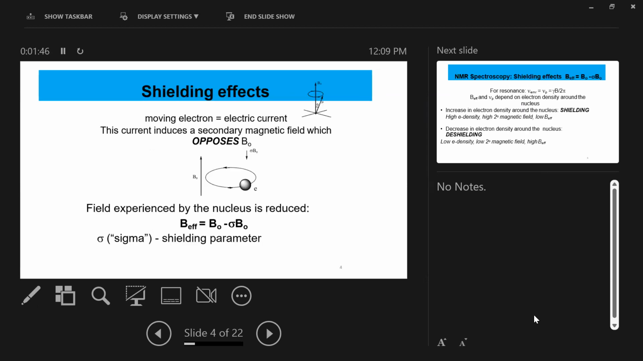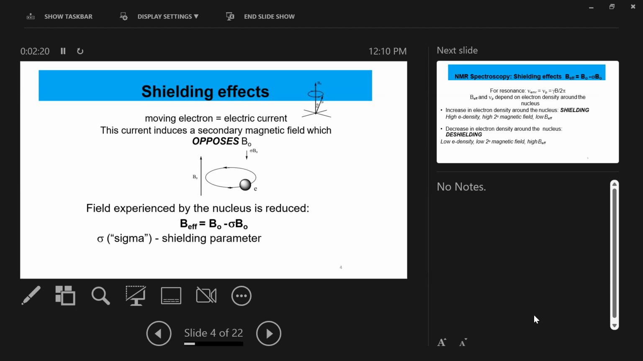So moving electrons give us a current. The current induces a secondary magnetic field, which opposes the primary magnetic field. Following me so far? Now, the field experienced by the nucleus is the effective magnetic field. So you have the one coming from the instrument plus the secondary magnetic field that is opposed, from the electrons moving around the nucleus, the s electrons being the closest. All right. So you have the effective magnetic field that is experienced, where sigma is a shielding parameter.